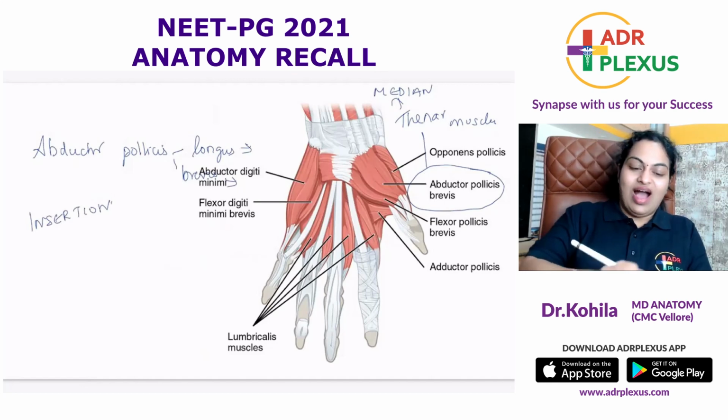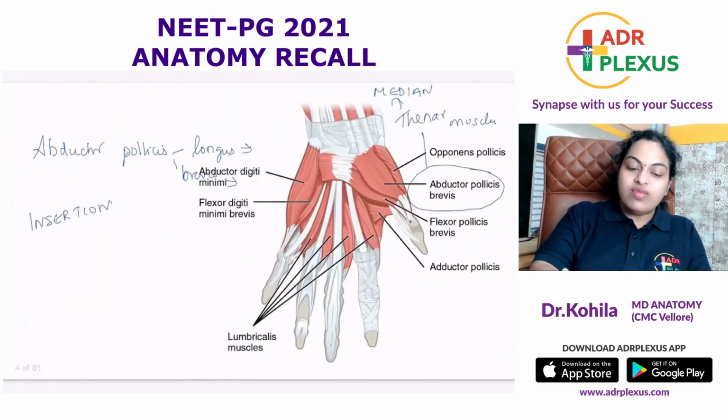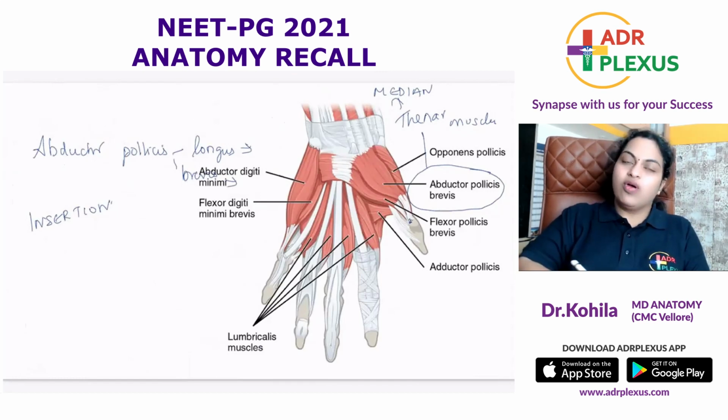Tell me. Abductor pollicis longus that you see here originates from the radius, ulna and interosseous membrane and inserts into the base of your first metacarpal. Can you see the thumb here? This is your distal phalanx. This is the proximal phalanx. And this is your first metacarpal. Abductor pollicis longus inserts into the base of the first metacarpal. Where is abductor pollicis brevis inserting? Into the proximal phalanx of the thumb.